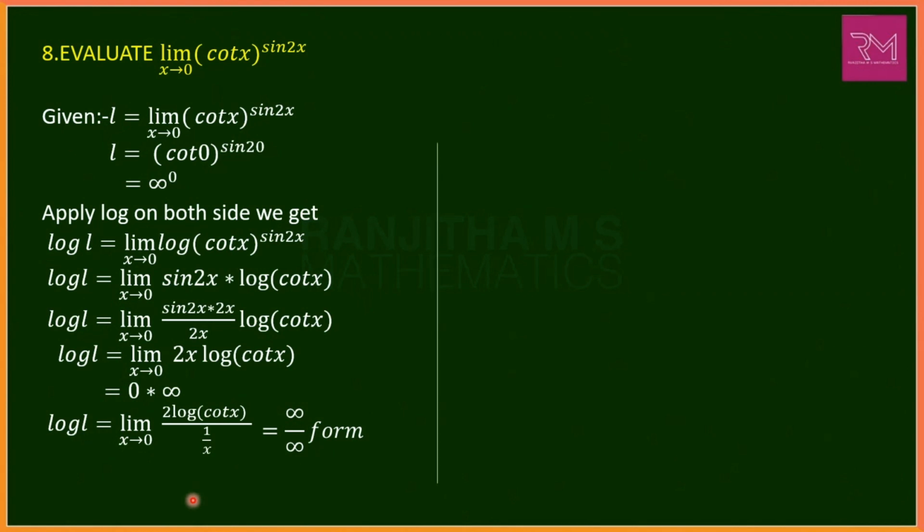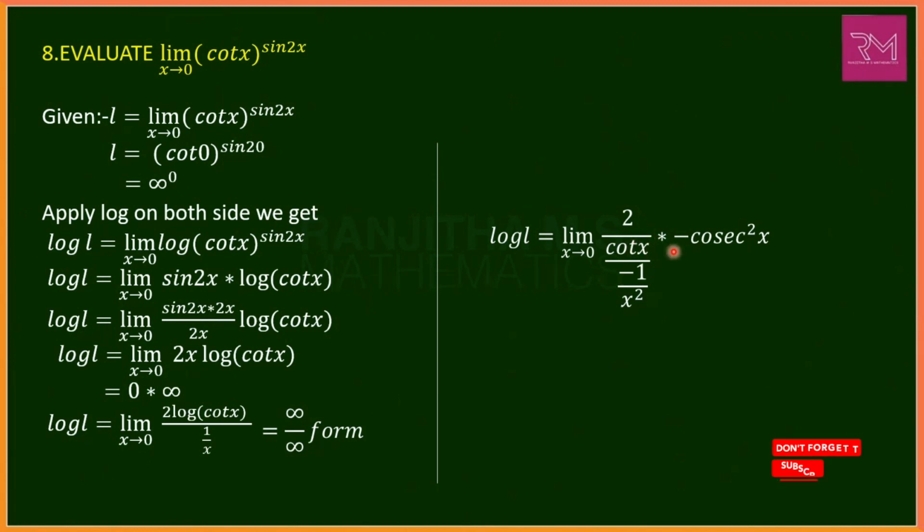Now we can apply L'Hospital rule for this. Applying L'Hospital rule means we have to differentiate numerator and denominator separately. That is 2 into differentiation of log of cot x, which is 1 by cot x into differentiation of cot x, which is minus cosecant square x. In the denominator we have 1 by x, so we get divided by differentiation of 1 by x, which is minus 1 by x square. In the numerator, 1 by cot x we can take as tan x, and cosecant square x can be written as 1 by sin square x. We know that cosecant square x and sin square x are reciprocal of each other. Similarly, cot x and tan x are reciprocal of each other.